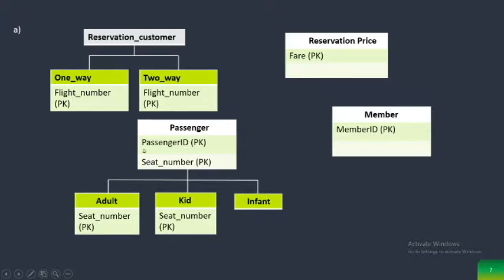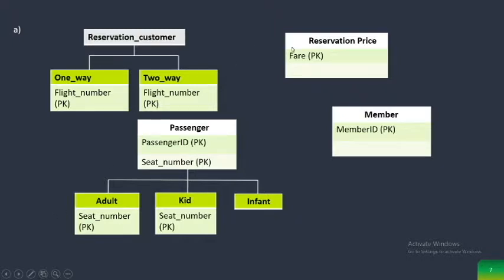Okay, the attribute and the primary key for passenger are passenger ID and seat number. All passenger IDs are different and seat numbers are also different for each customer. Based on the question, passenger will have subclasses. The subclasses are first adult, second kid, and third infant. And only adult and kid will have seat number. So seat number is a primary key, and only adult and kid will have seat number as their attribute.